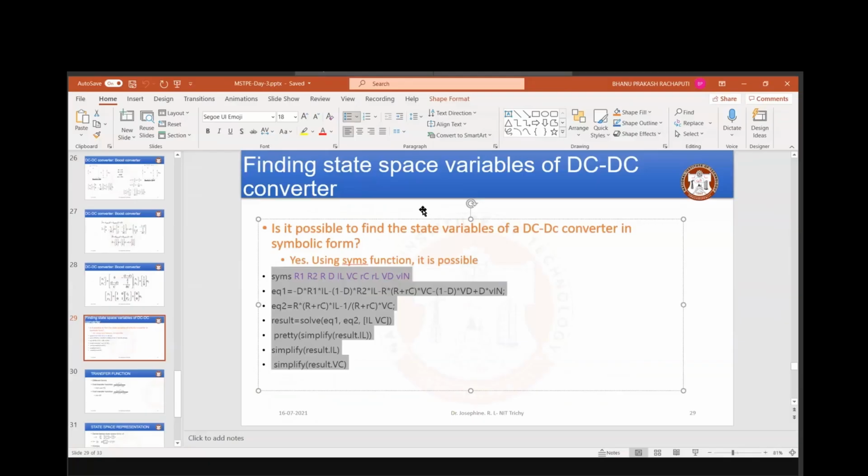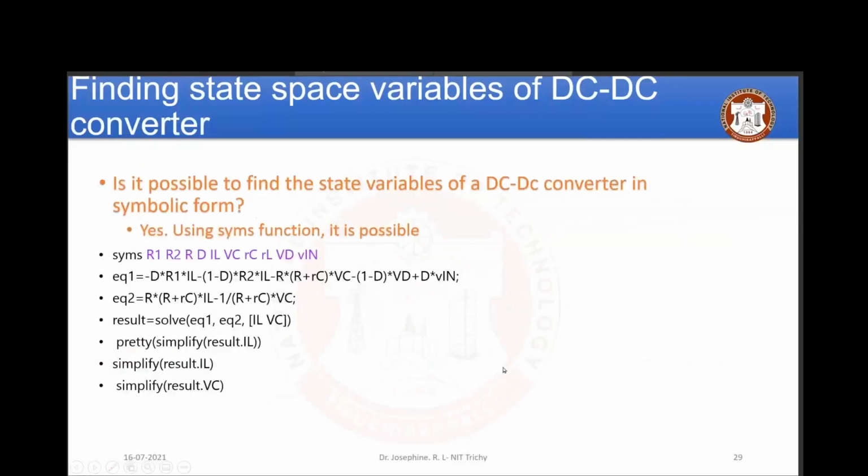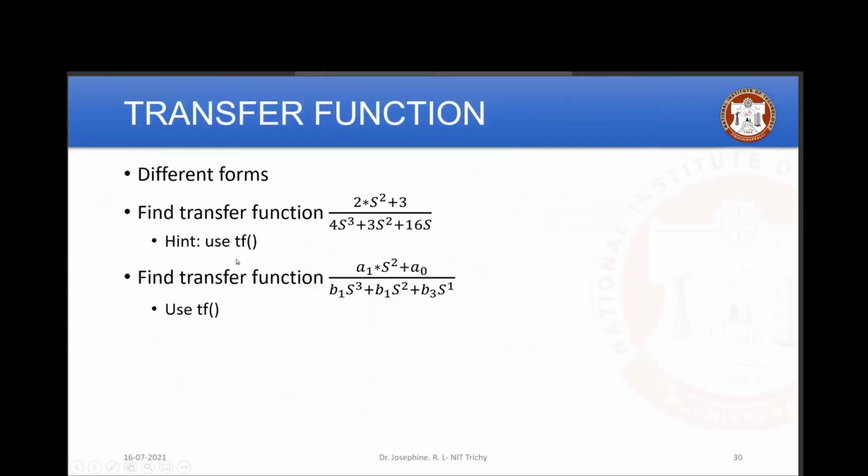Go to the presentation. So this is my state space variable format. You're going to get your inductor current and capacitor voltage in variable format only. Now you just want to find the transfer function in variable format. I have this transfer function as something like this. There is something called the TF function, you can find the transfer function. But if I want it in symbolic format, let us see whether it is possible or not.